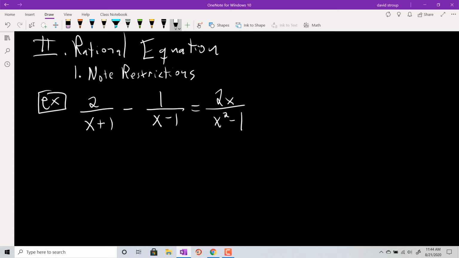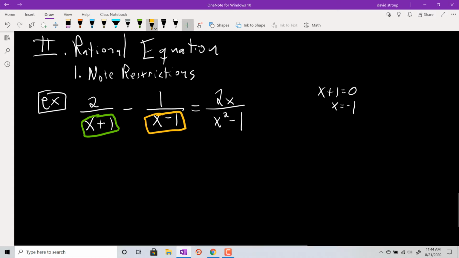Okay, so we have variables in the denominators. It's rational. First thing I need to do is note the restrictions. So how does that work? You have to take the thing in the bottom of the fraction and set it equal to 0. So for example, that thing I just circled in green, I'm going to take that and set it equal to 0. That tells me I can't have a solution of -1. And then I go on and do the other ones. I need to see what happens there. So x can't be 1.